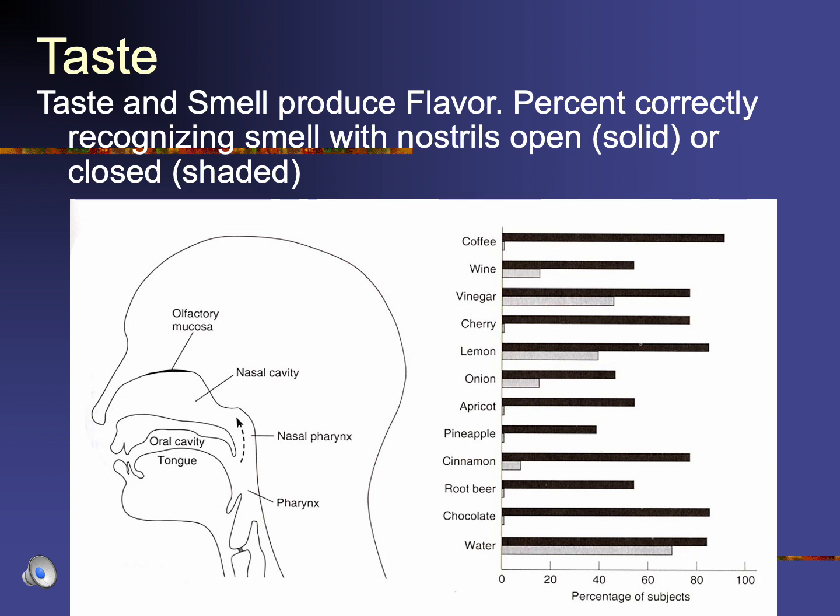And if you have something like lemon, lemon is very acidic, and you can see that even though smell helps you recognize lemon, you can still recognize it pretty well without smell involved. The same is true of vinegar. Vinegar is something that's very acidic. And so here you see it again, where anything that's acidic, anything that relies on a basic taste receptor, can be identified by taste better without smell involved than things that are more complex, like coffee and onions, apricots, pineapple.